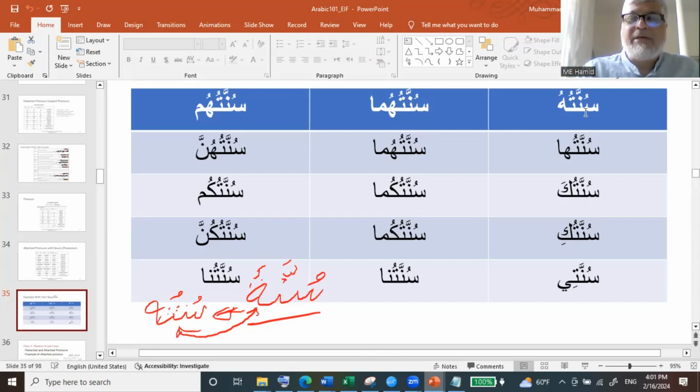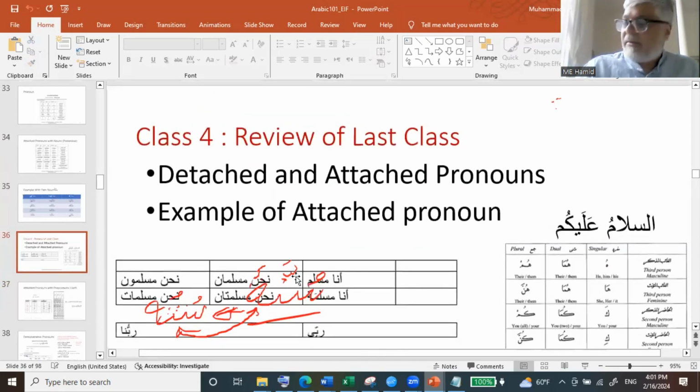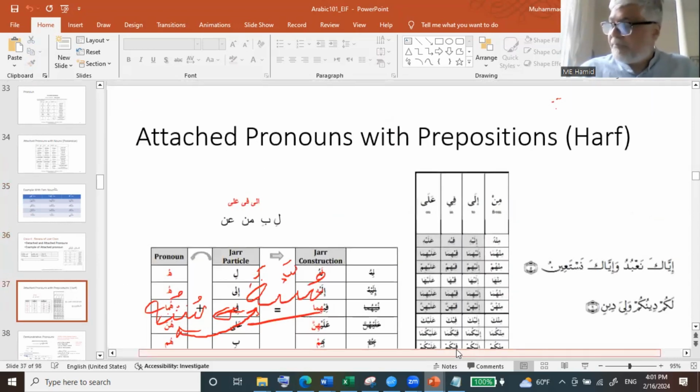So always remember that it should be ta marbuta here, not ha. There should be two dots here. No, sorry, not this one. I made a mistake. That's okay. That's fine. Okay.